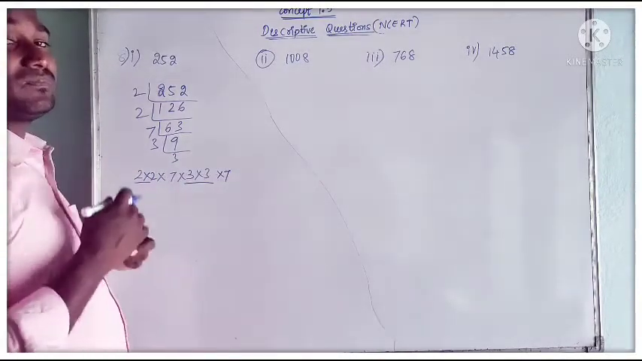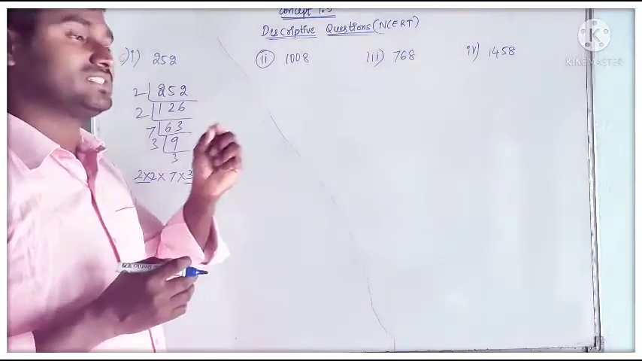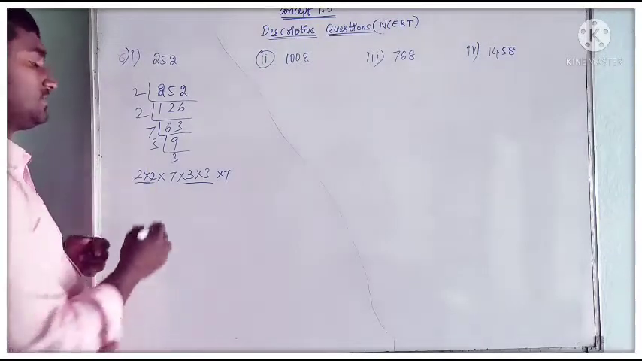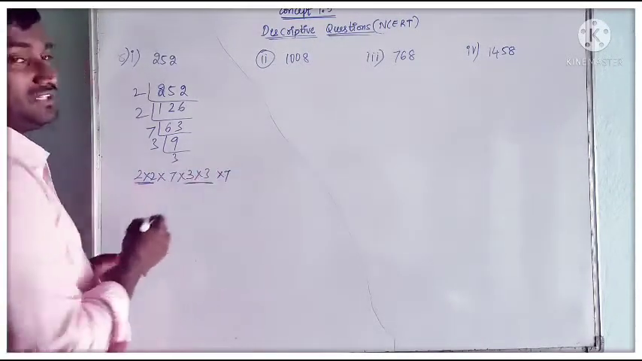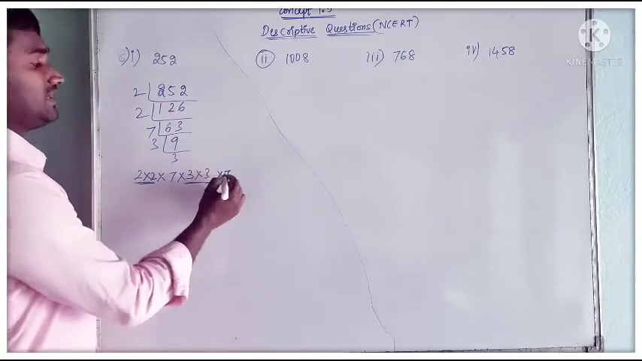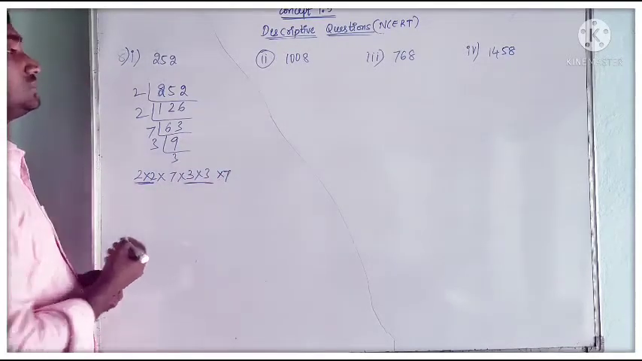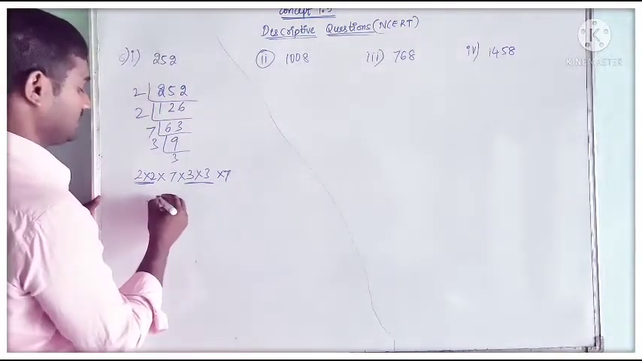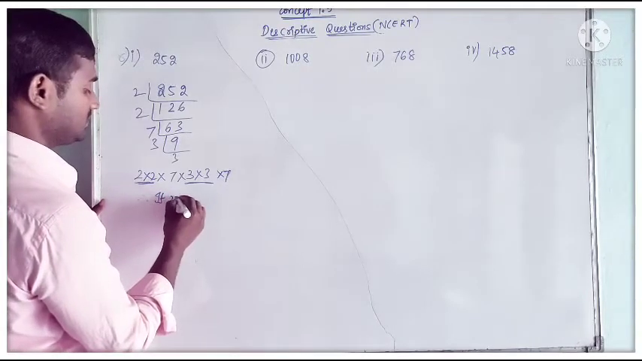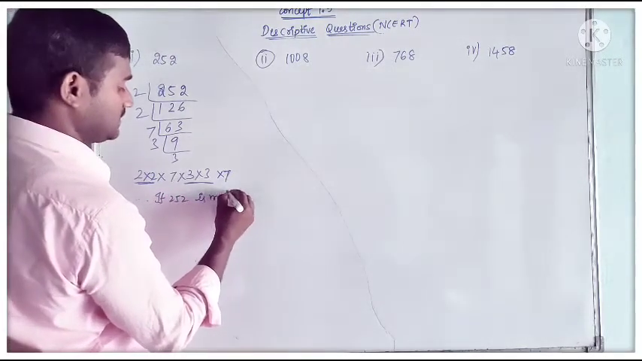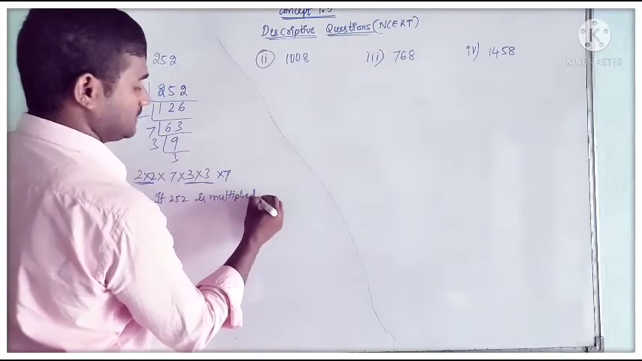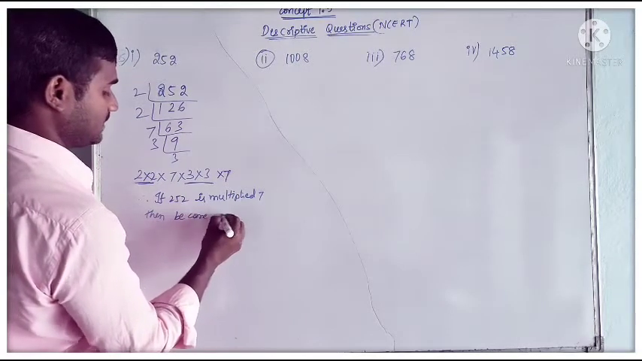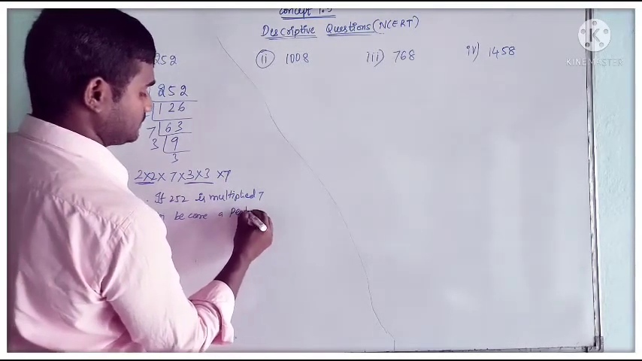In a perfect square, the prime factorization of the number should have all its factors in pairs. All prime factors should be in pair form. Here this 7 is alone. To make a pair, we need to multiply with 7. Then it becomes a perfect square. Therefore, if 252 is multiplied with 7, it becomes a perfect square.